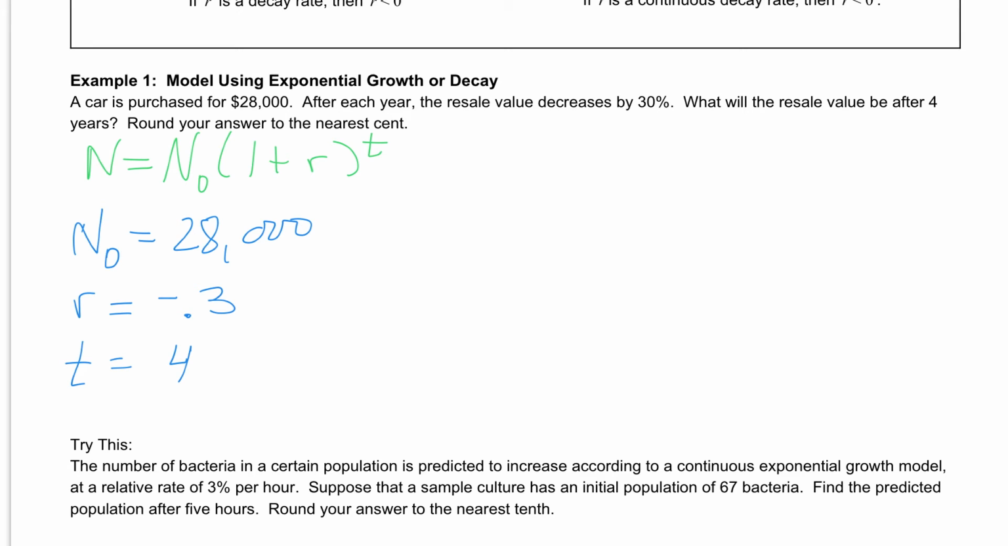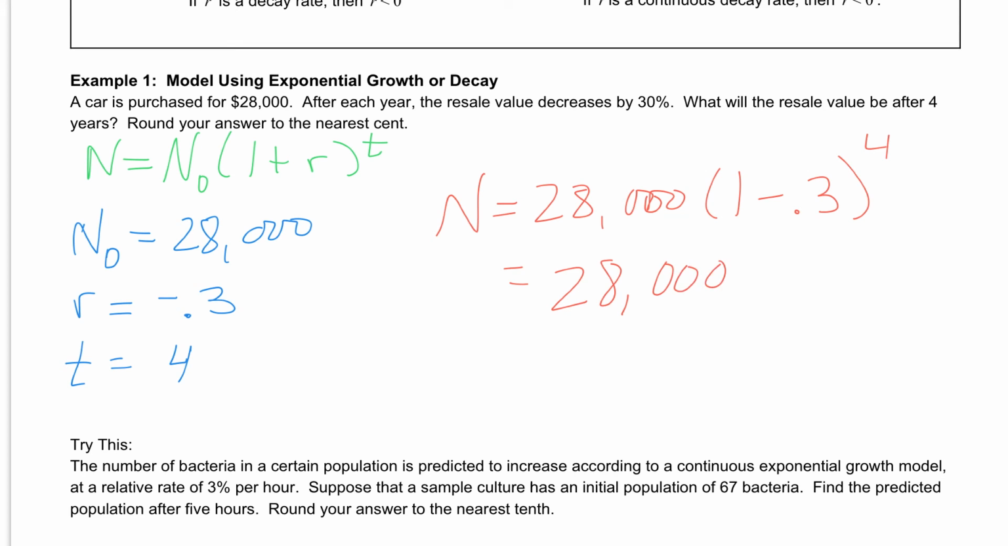If we plug that into our formula, we get N equals 28,000 times (1 minus 0.3) to the 4th. 1 minus 0.3 is 0.7, so if you want to simplify that before you plug it in your calculator, you can. And then just plug this all in your calculator and round to the nearest cent, and you should get $6,722.80.